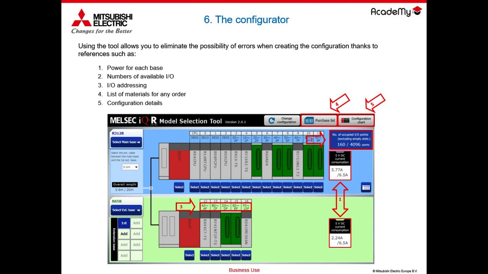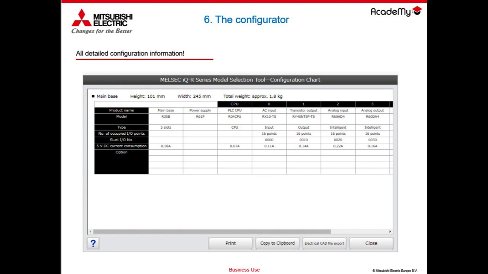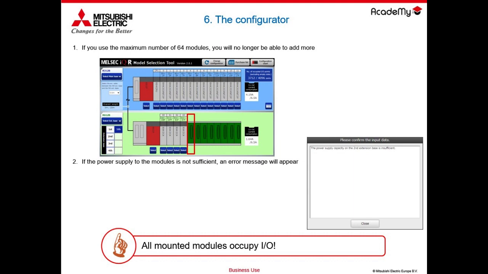Material list for any order, in point 4, in this purchase list box, if you access this option, it is possible to view in printable format the modules selected in the configuration just completed. Point 5, configuration details: in the configuration chart here at the top, all the information related to the architecture, the configuration of the modules, and the number of modules in the tool appear again in printable format. If the maximum number of 64 modules is used, it will not be possible to add more modules.